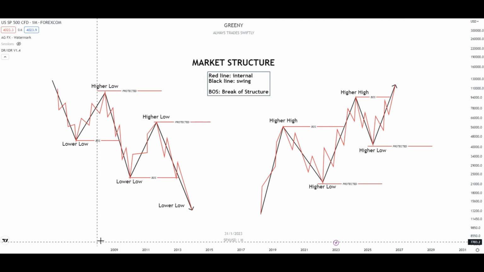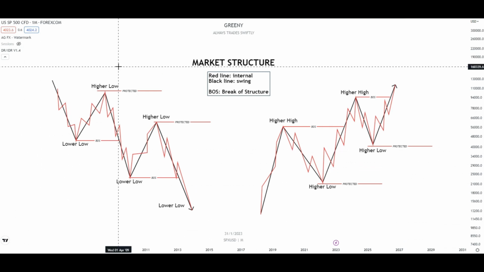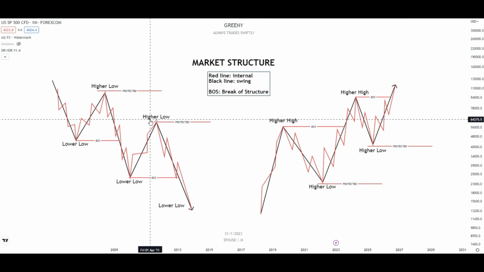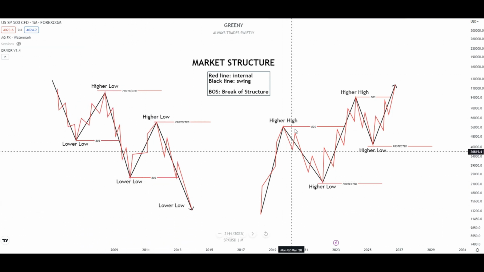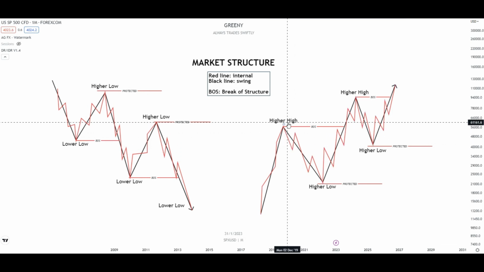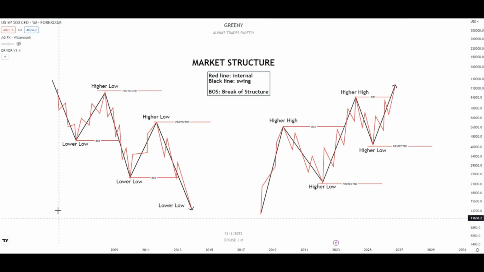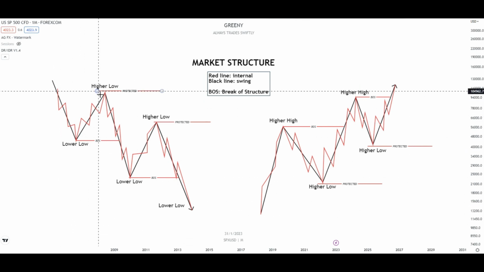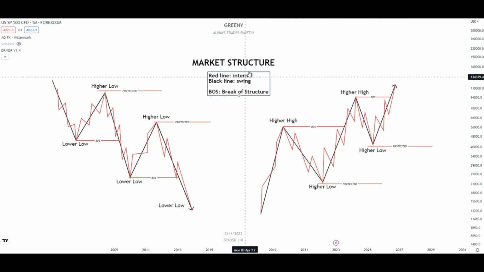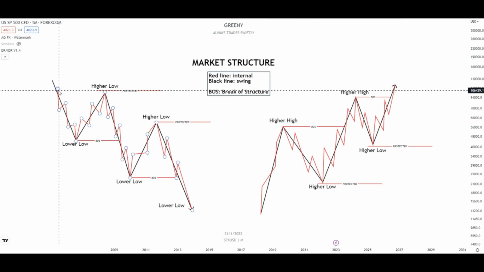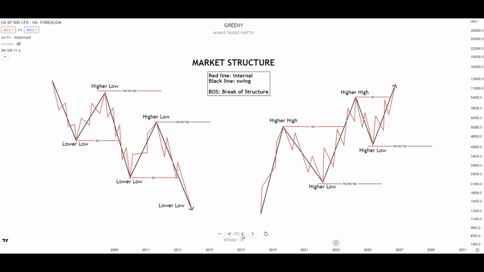So to start with, price in the market creates lower highs, higher lows, lower highs, higher lows if we are in a descending trend. If we're moving up in an ascending trend, we're going to create higher highs and higher lows. So we see this black line, which is the swing structure. However, internally is the red. The internal structure is something I don't think many people pick up on.